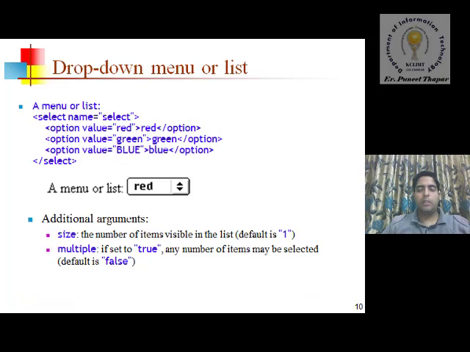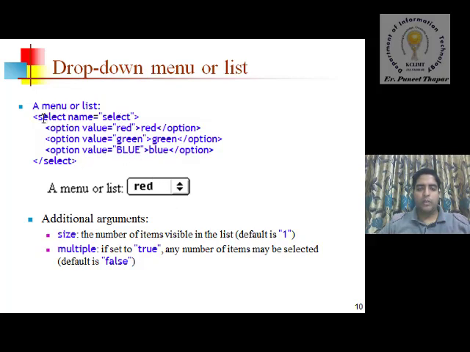So let's explain what is a drop down menu or list. A drop down menu or a list can be created with the help of select. Select is a menu generation or drop down menu generation. A select box is also called a drop down menu or a combo box. See, when we click on this arrow key, there are three options available: red, green, and blue.